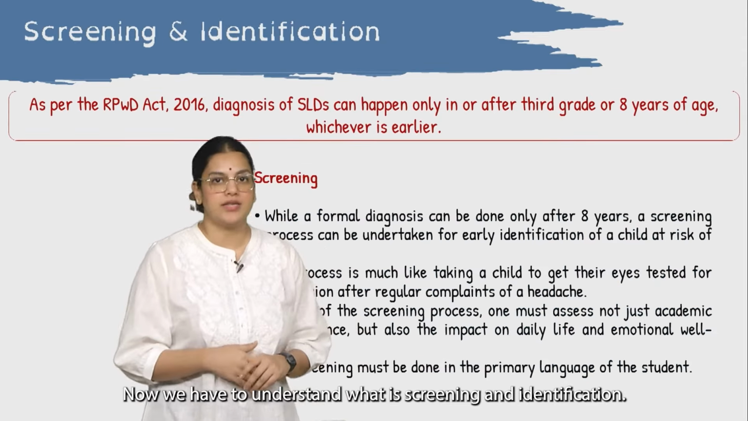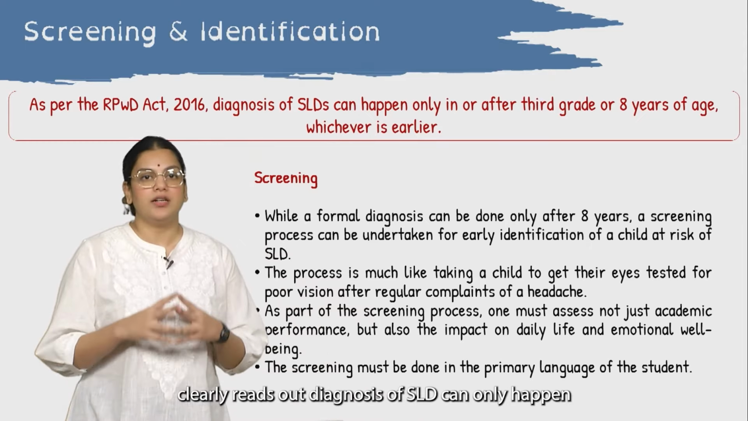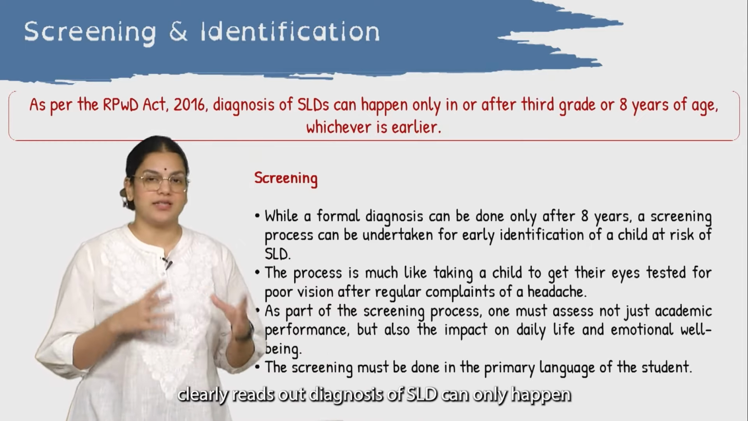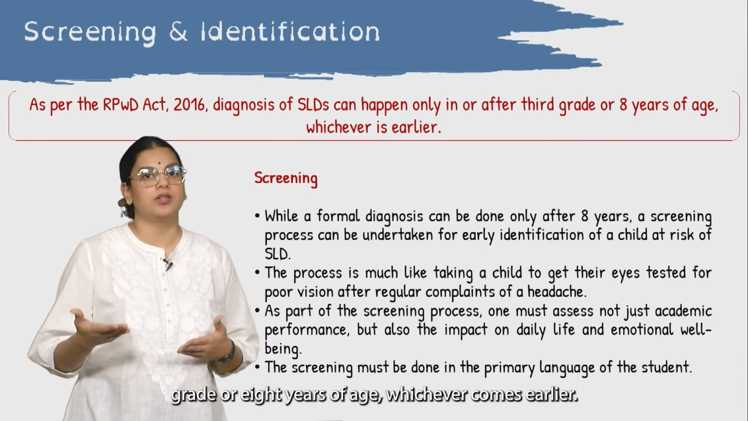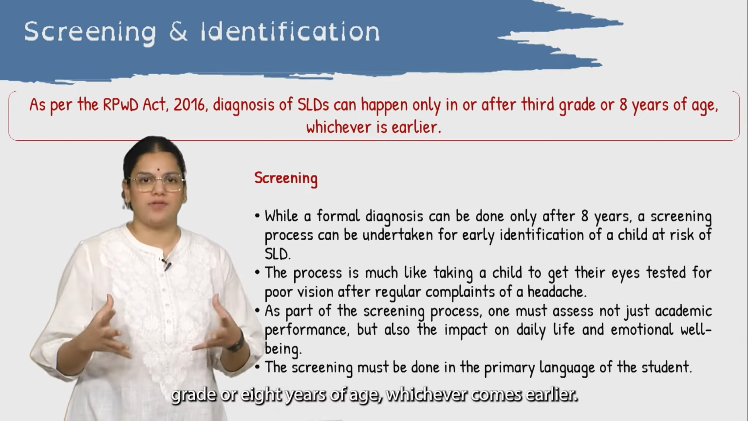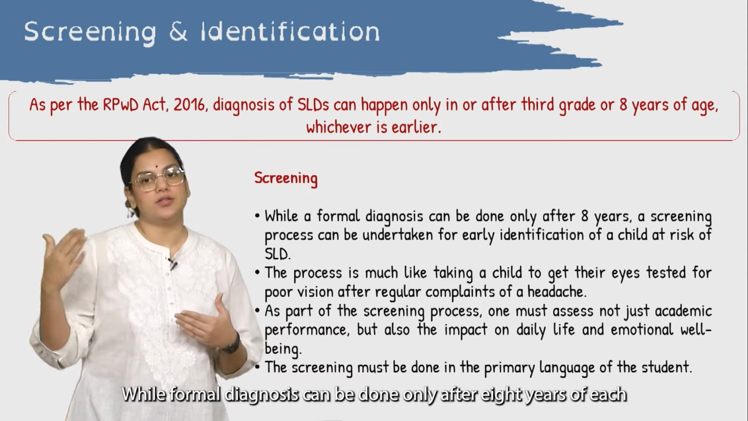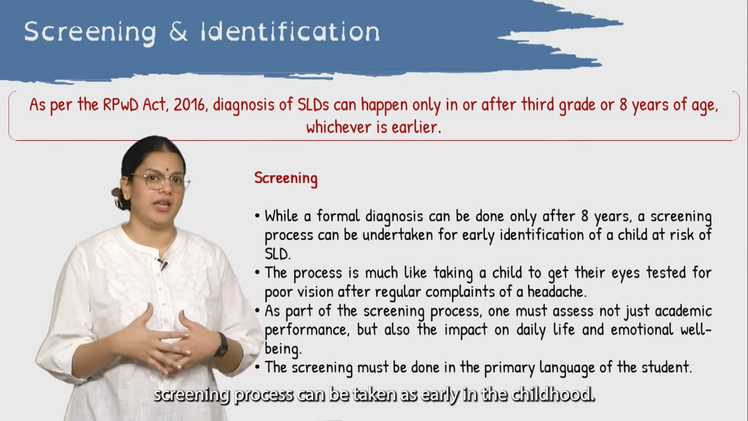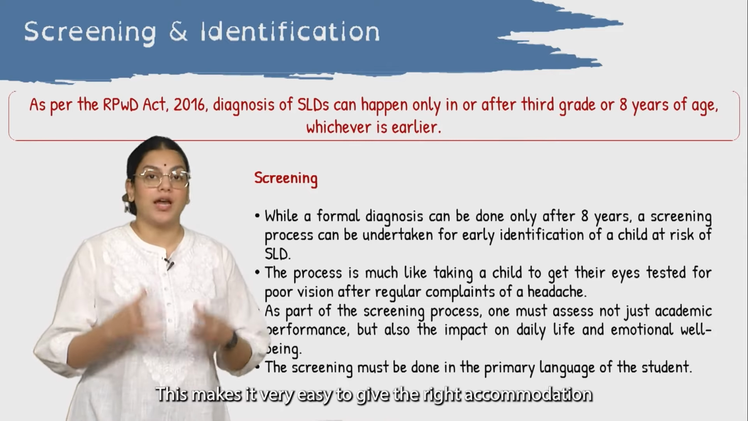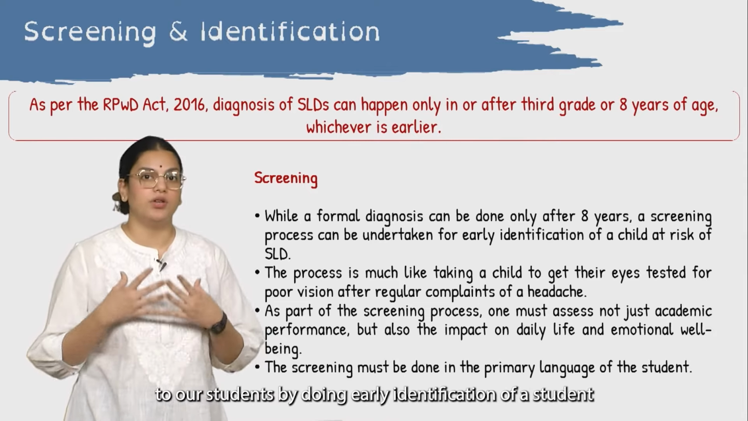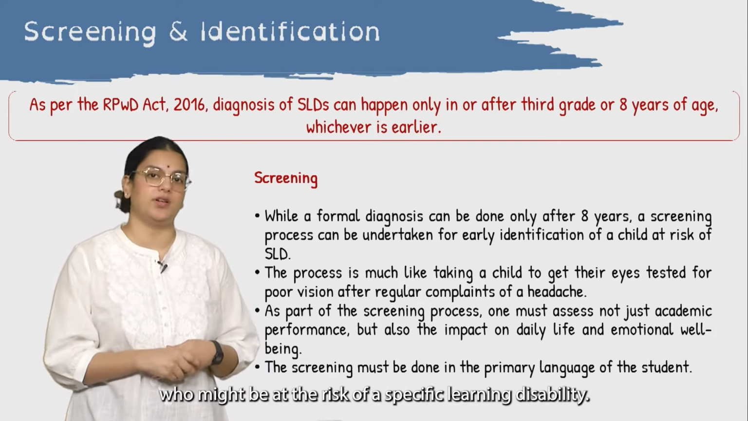Now we have to understand what screening and identification are. The RPWD Act 2016 clearly states that diagnosis of SLD can only happen when a child is in or after 3rd grade or 8 years of age, whichever comes earlier. While formal diagnosis can be done only after 8 years of age, the screening process can be taken up as early as childhood. This makes it very easy to give the right accommodation to our students by doing early identification of a student who might be at risk of a specific learning disability.